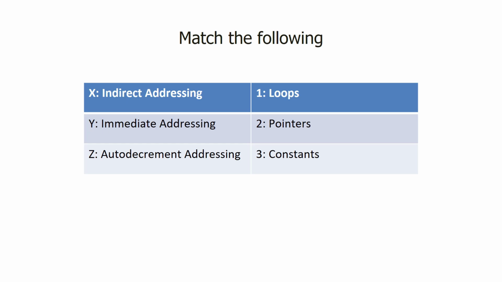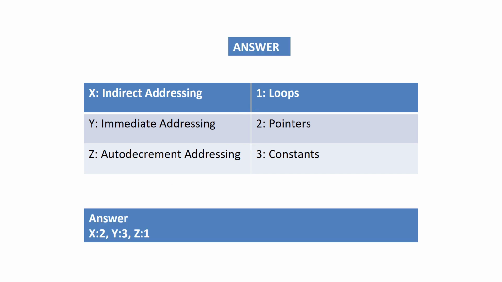Match the following. Take your time and match the answers. So indirect addressing is done using the pointers. Immediate addressing is done for constants, and auto decrement addressing is done in loops. So it is X2, Y3 and Z1. So this is the answer.